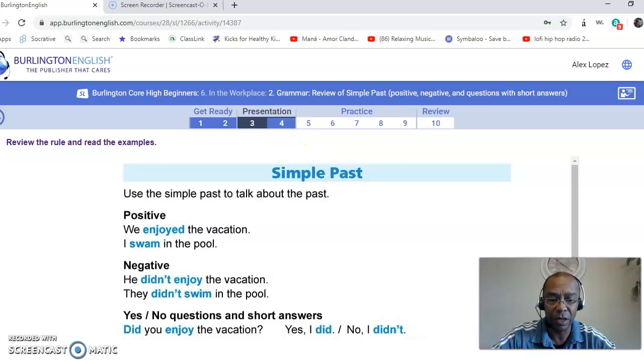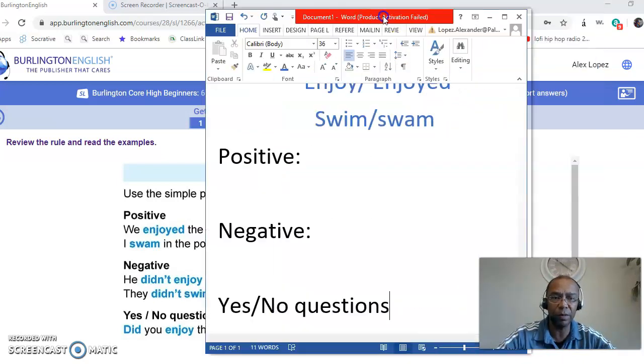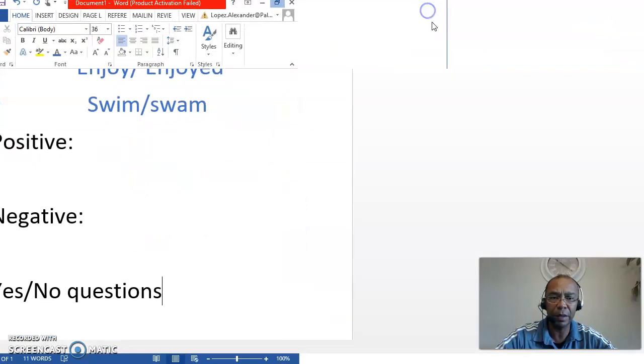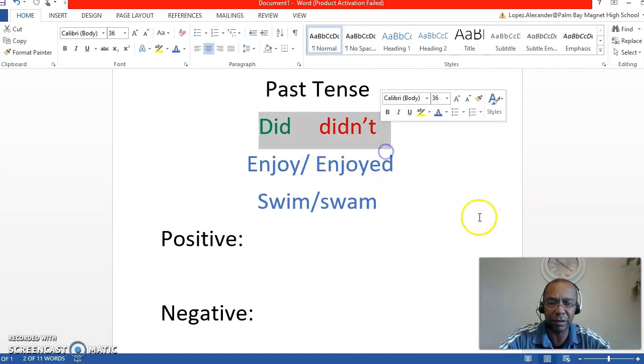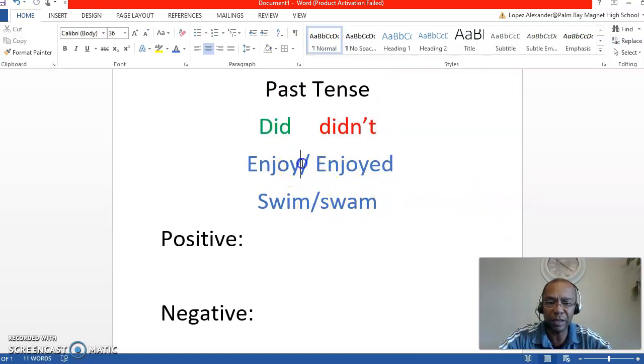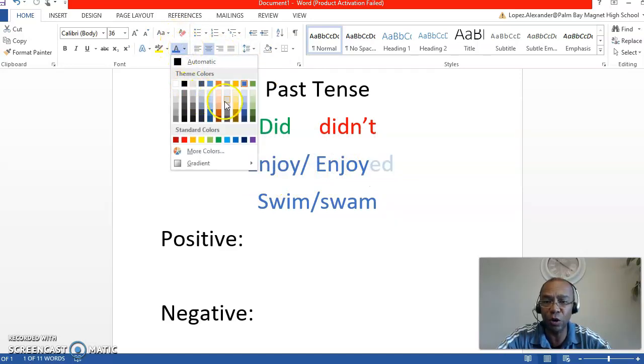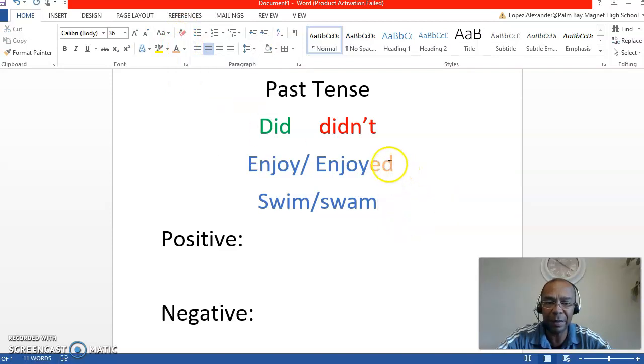a vacation. So right here I have a little form that we can use to review that together. So enjoy is the present tense form, to enjoy. Past tense, all you do is add ed to it. You add ed, enjoyed. Notice that? Swim is an irregular verb. It changes. You don't say swimmed. You say swam will be the past tense.